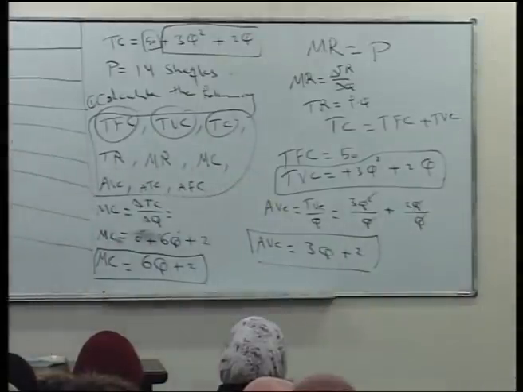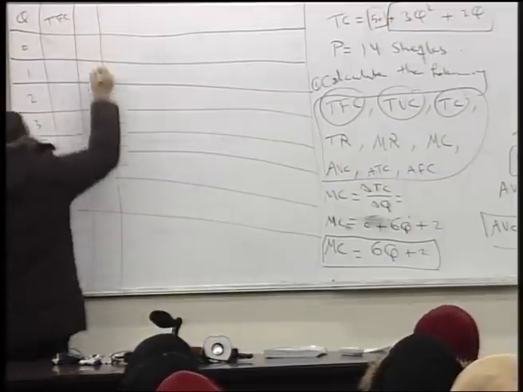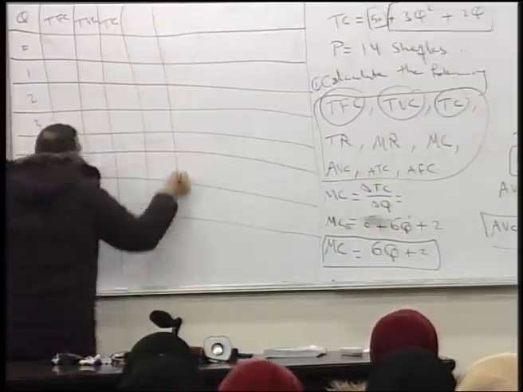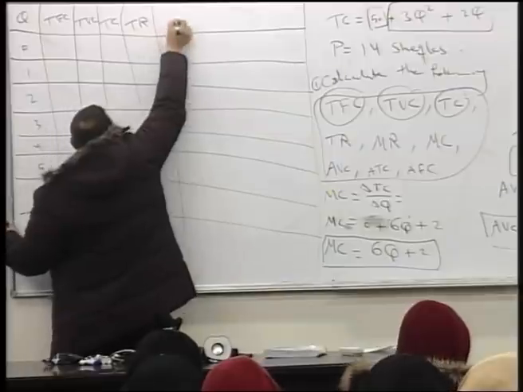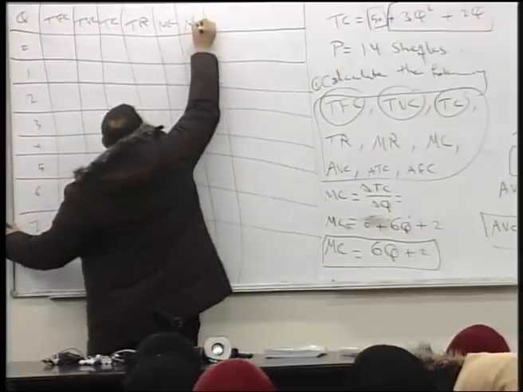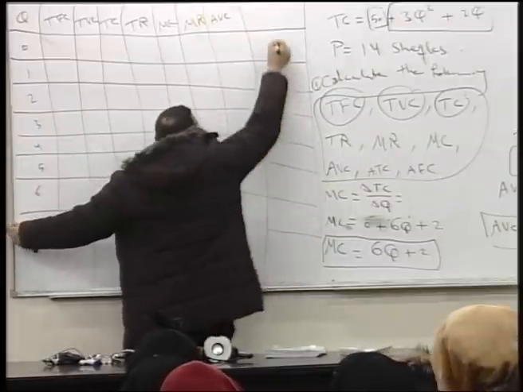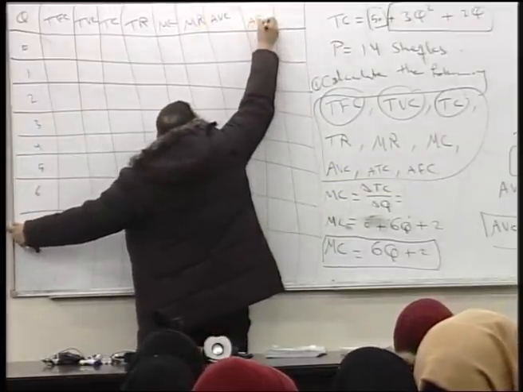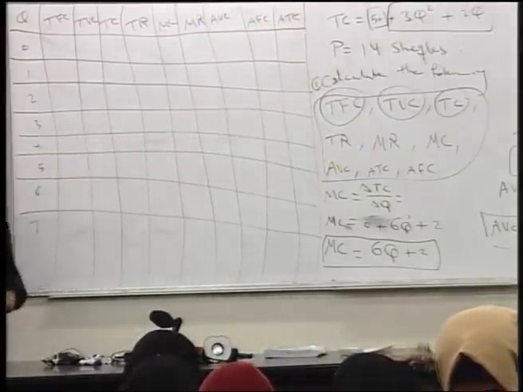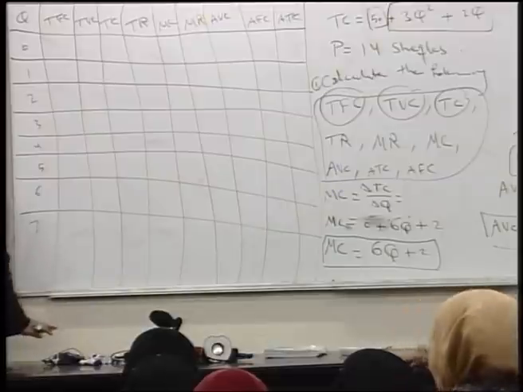TFC, TVC, TC, total revenue, MC, MR, AVC, AFC, ATC. Are you following me? TFC is fixed at different quantities.